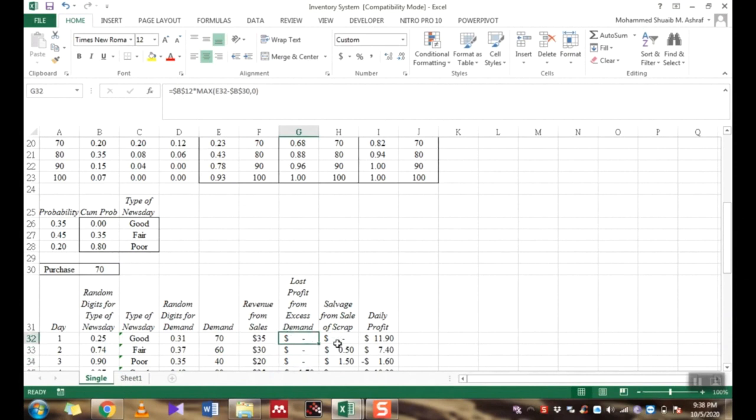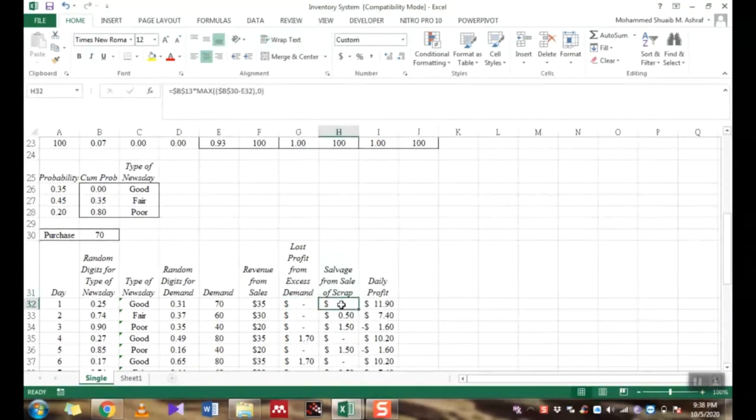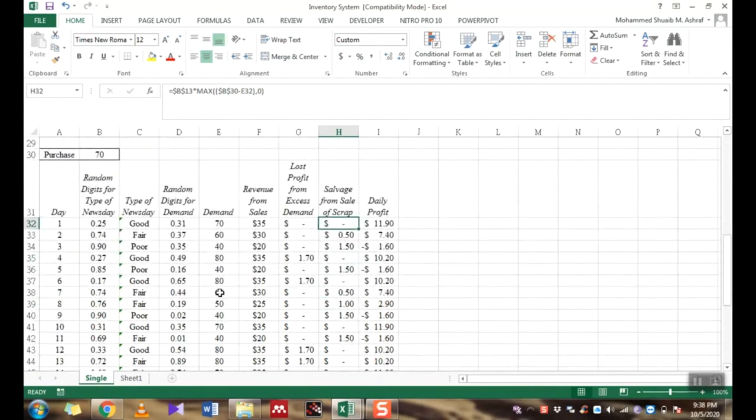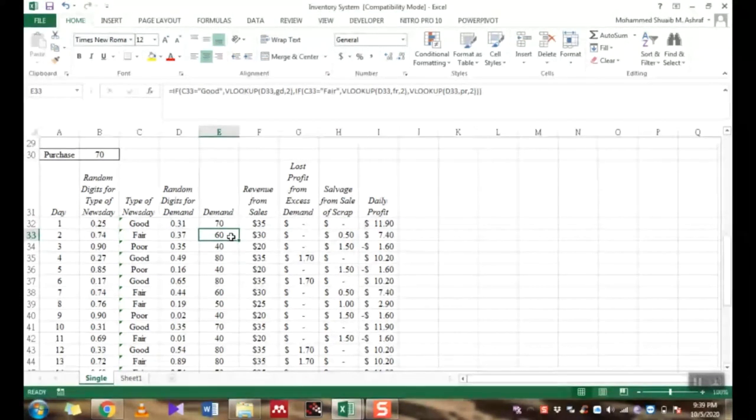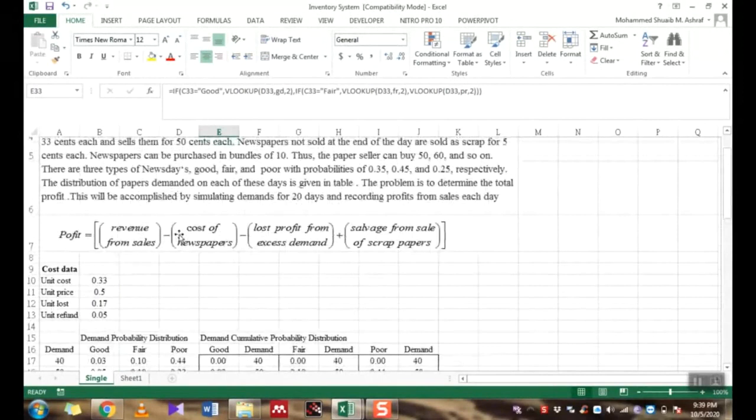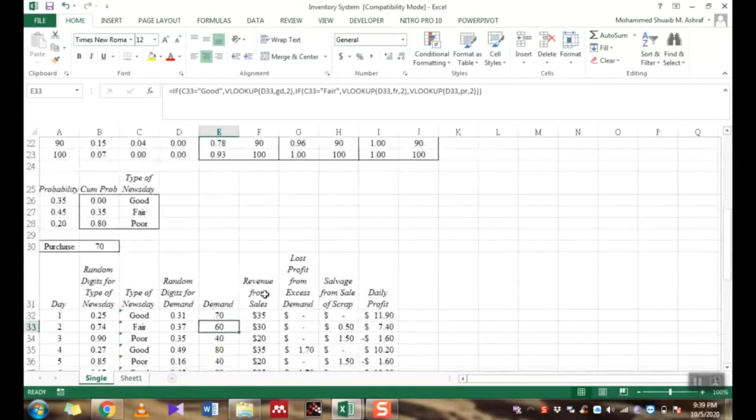Now, salvage from sale of scrap. Salvage means the units that we return at the end of the day. See here, on day 2, the demand is 60, so we will be left with 10 newspapers. So 10 newspapers will be returned at the price of 5 cents. This is being computed here also.